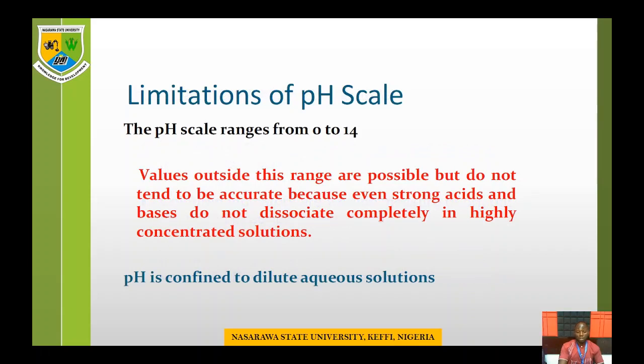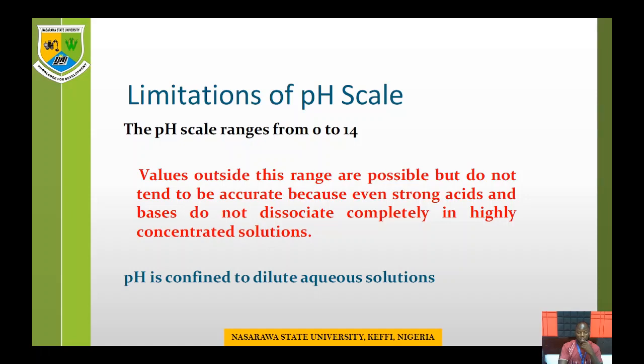So, limitations of the pH scale. The pH scale ranges from 0 to 14, like I stated earlier. Now, what are the limitations? Values outside this range are possible but do not tend to be accurate, because even strong acids and bases do not dissociate completely in highly concentrated solutions.